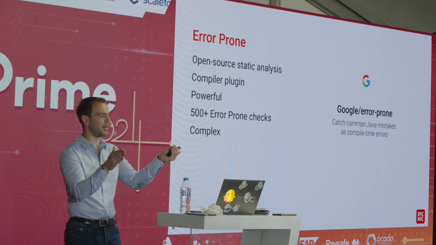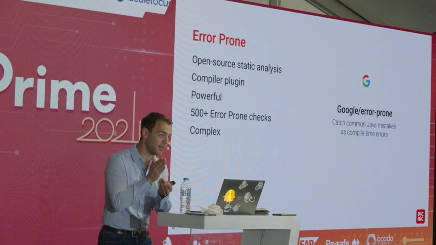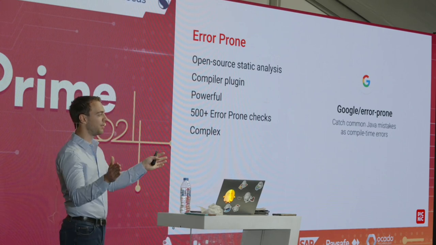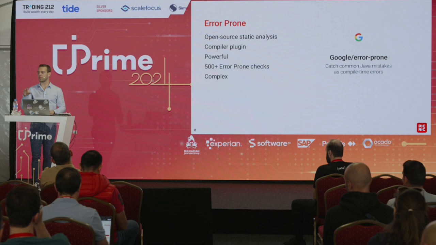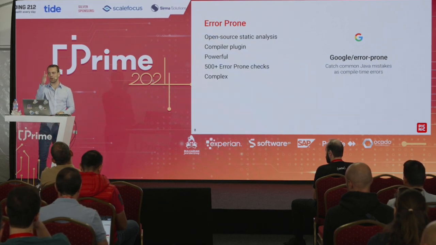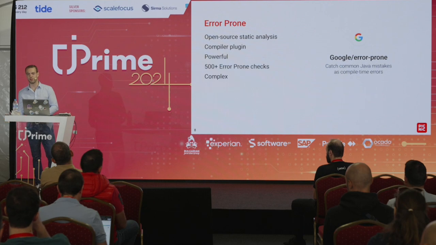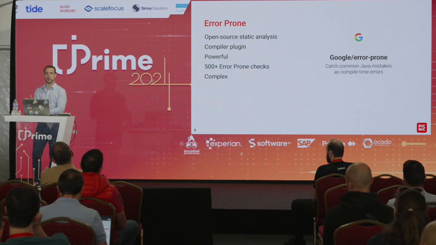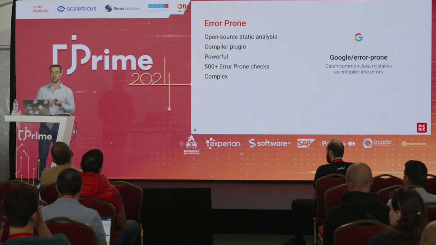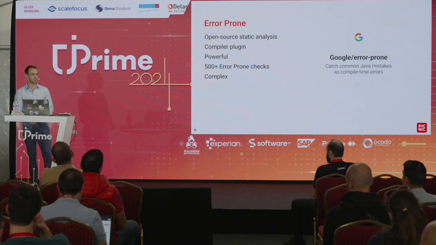And then even cooler, if you run Error Prone in patch mode, it will even automatically fix it for you. So let's say you have a large code base and you enable one specific bug pattern. You run it on your code base. It will find all the different violations in all files. And then if you run it in patch mode, all these violations will be patched for you. So that makes Error Prone a really powerful tool.